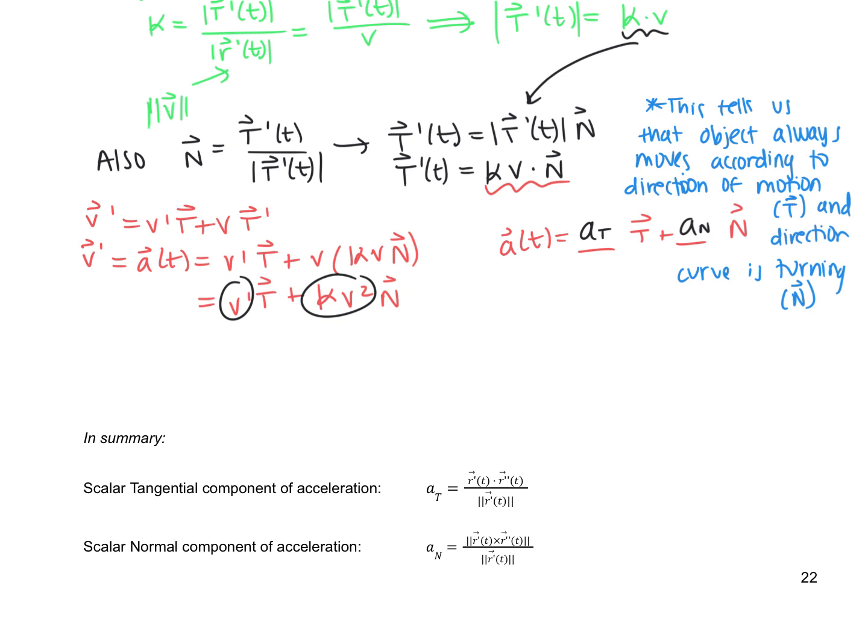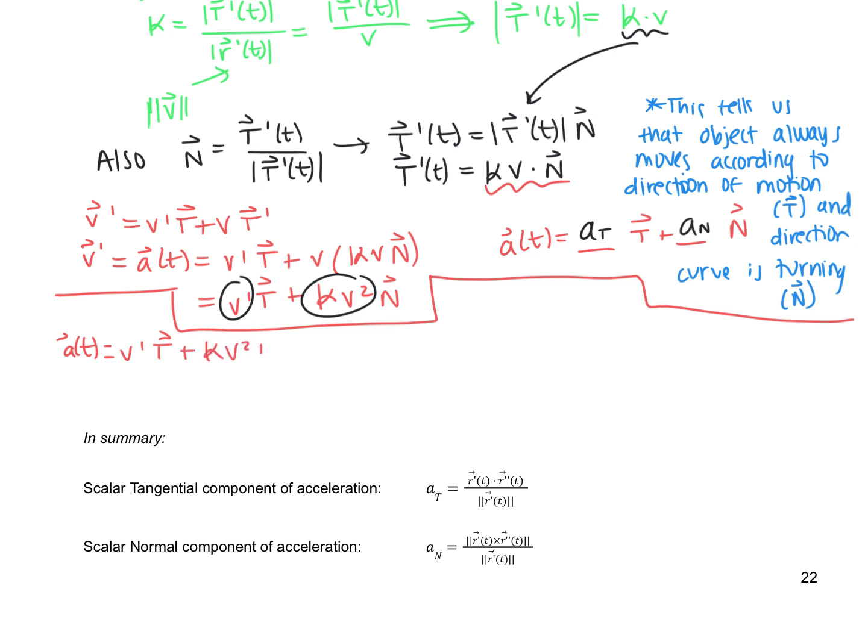Okay, so let's start from there again. Hopefully we have enough room. Okay, so we have acceleration is equal to v prime times T plus curvature times v squared times N. What we have currently is not incredibly helpful. So this is not a very helpful visual. So what we're going to do is dot it with v. So on the left side, we're going to have v dot a.